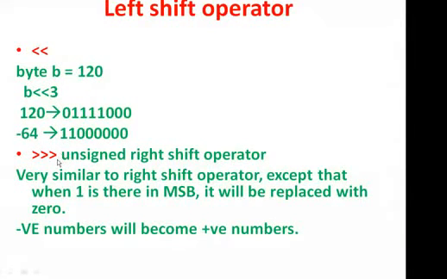And the unsigned right shift operator is very similar to the right shift operator, except in one case: if there is 1 in the most significant bit, then 0 will be filled in every time. So even a negative number will give a positive number with the unsigned right shift operator.